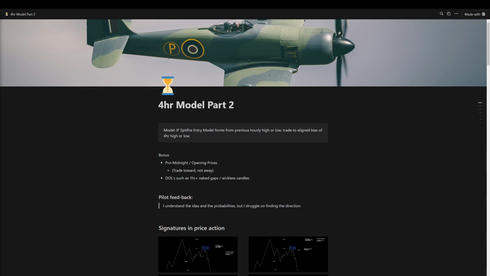From the pilot feedback, yeah, I understand the idea and the probabilities, but I struggle on finding the direction, okay? And that's fair enough. We can't all have as much experience with the price action markers as some of the other guys who trade NQ regularly. But yeah, this is essentially what we're looking for here.